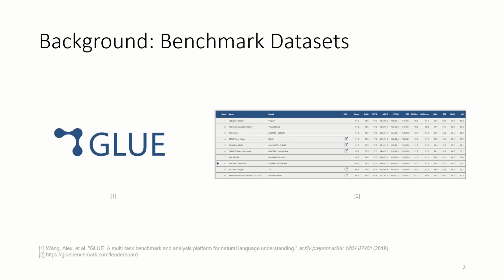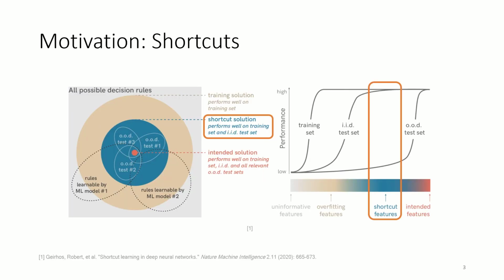Benchmark datasets play a fundamental role in natural language understanding by providing grounds for model evaluation and comparison. GLUE is one such example, which has been widely accepted in assessing models' NLU capability, which can benefit downstream applications. However, shortcuts, unwanted bias, in the datasets can mislead the development of natural language models. Shortcut solutions perform well on the training sets and IID test sets, but cannot perform well on the OOD test sets.